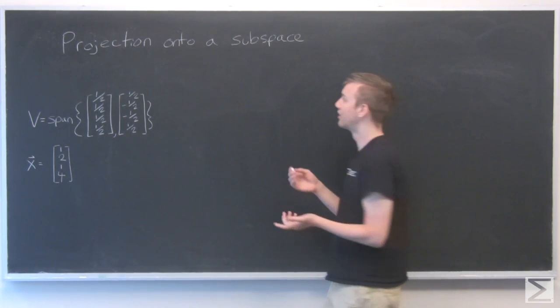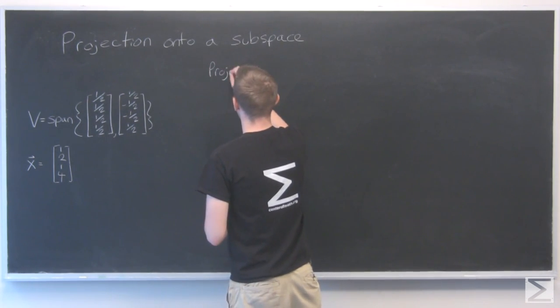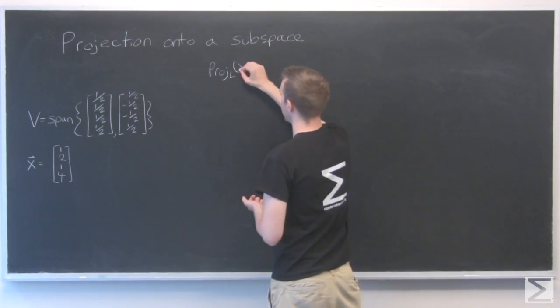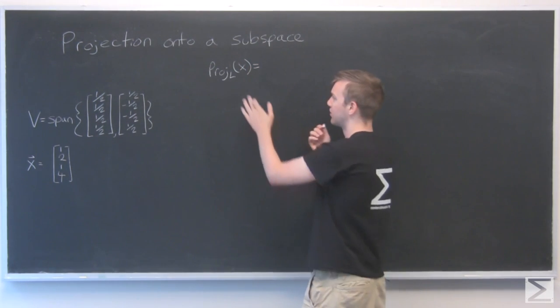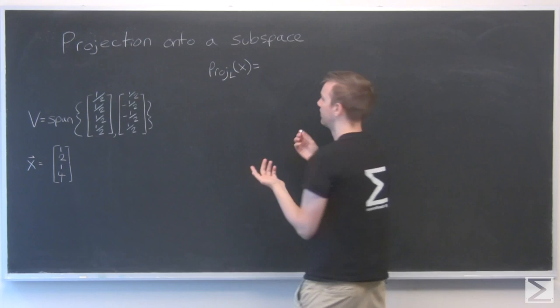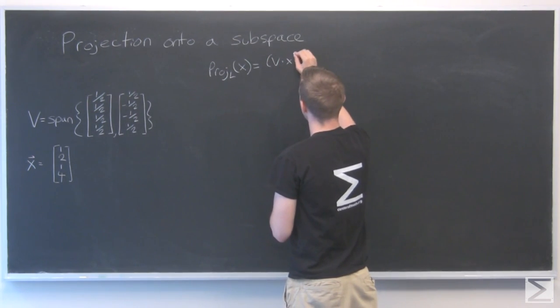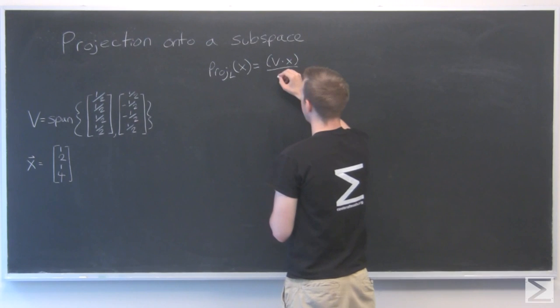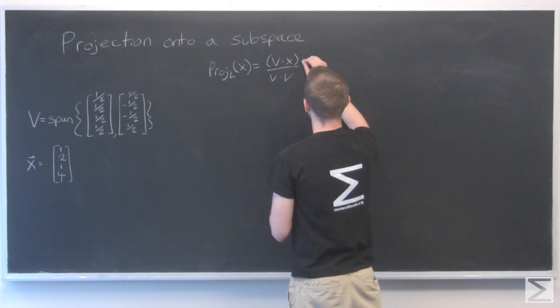Now, if you'll remember from our previous video, the formula for projection onto a line L, we're projecting a vector x, where the line L is spanned by a vector v. Our formula was v dot x over the length of v, so v dot v, times the vector v.